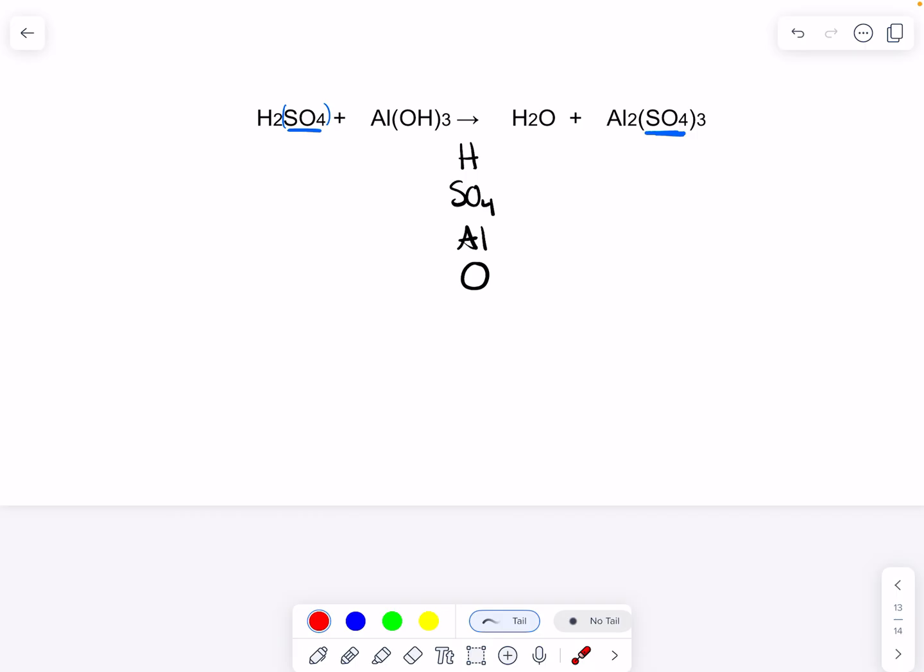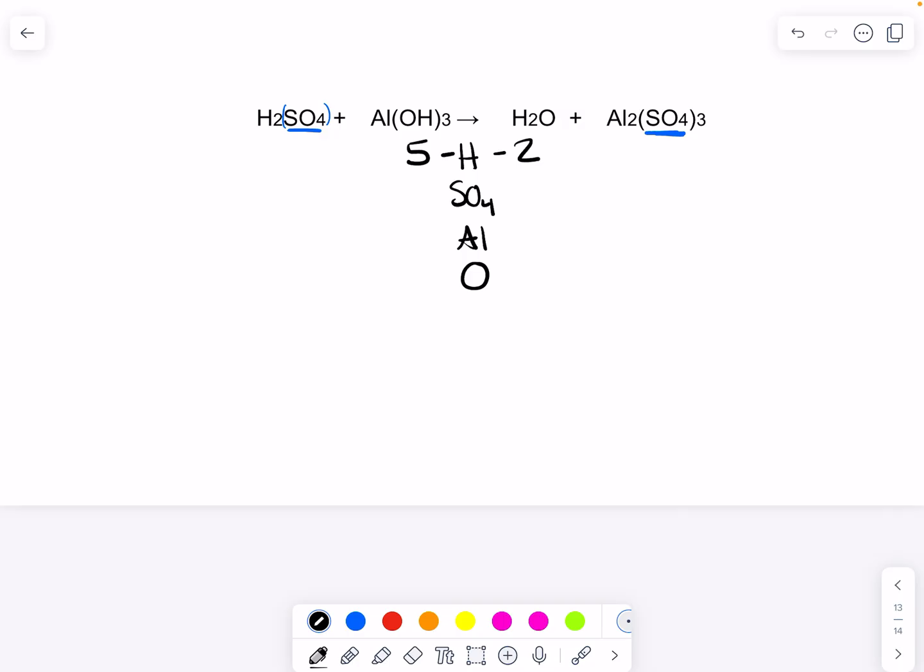All right, so let's look at our hydrogens. I'm noticing on the left that there's 2 here, and then there's actually 3 here. So that's going to give me a total of 5 H's on the left. Well, on the right, there's just 2.